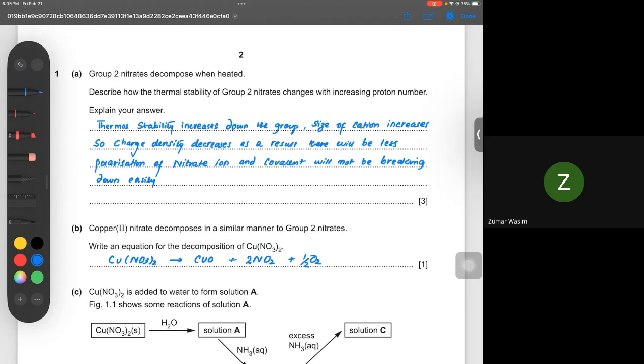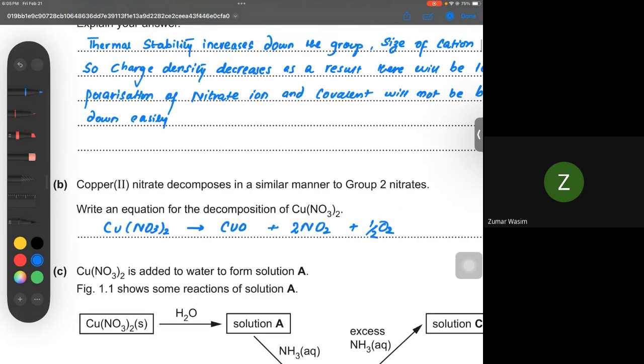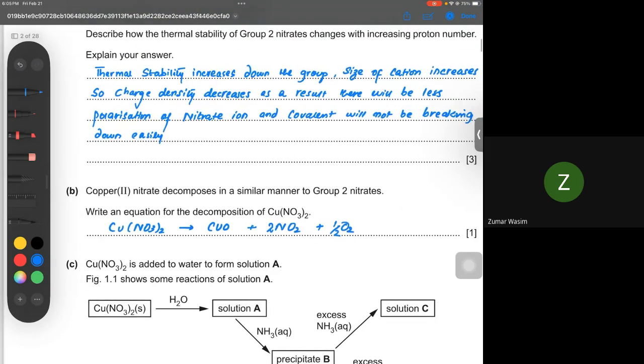Basically, there are two thermal stabilities, group 2 nitrates and group 2 carbonates. As we go down the group, for both, the thermal stability is going to increase. When the thermal stability increases, what does it mean? Let's suppose this is your nitrate. When it is decomposed, it's going to give you the oxide of the metal, NO2 and O2.